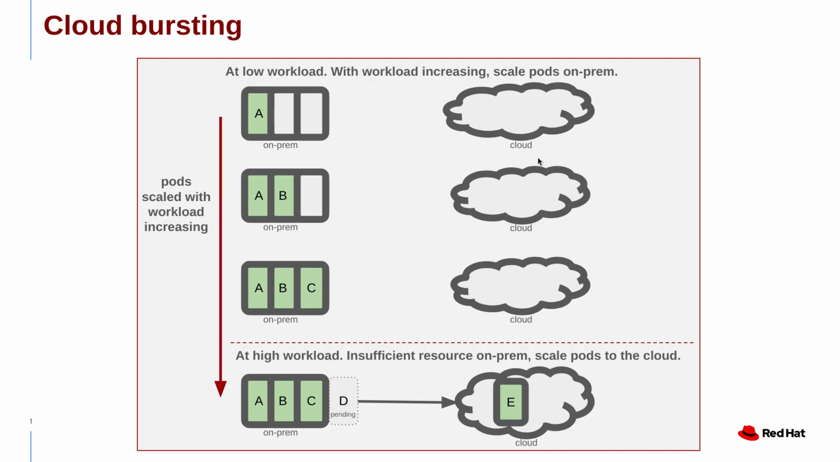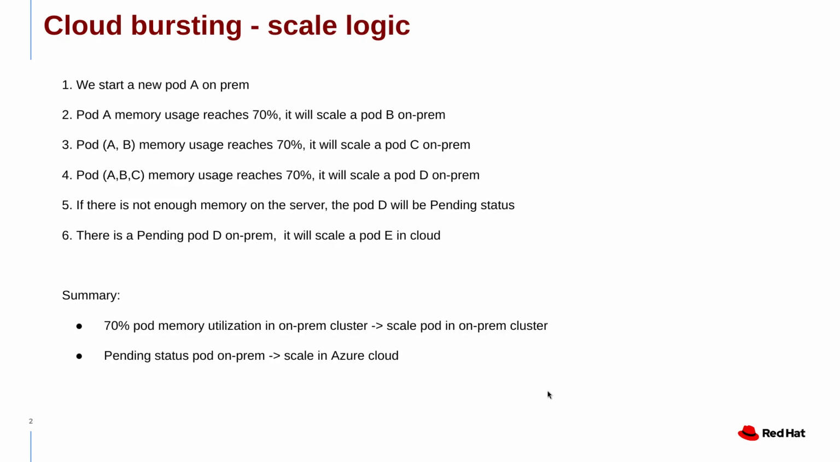Cloud bursting is a configuration which is set up between on-premise clusters and public clouds to deal with peaks in IT demand. If it reaches 100% of on-premise cluster resource capacity, it will scale the workloads to a public cloud. Just like this picture shows, the pods are scaled gradually with workload increasing, and after it reaches 100% of on-premise cluster resource capacity, the new pod will be scaled to the public cloud. In today's demo, we will scale the pod following this logic.